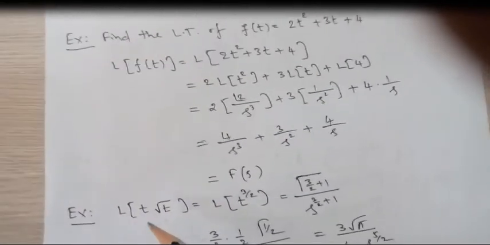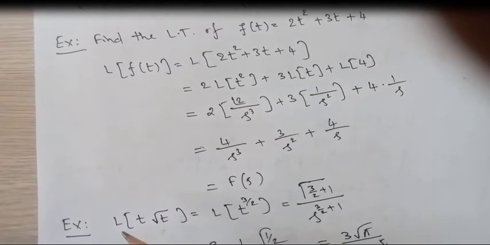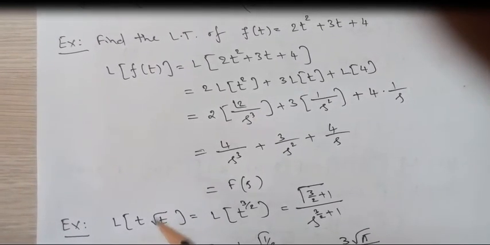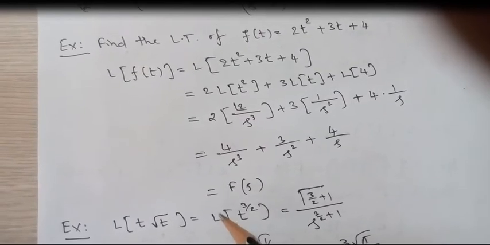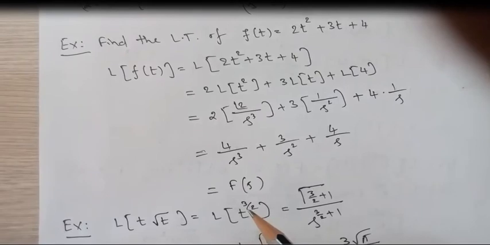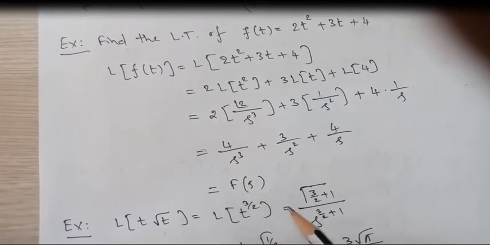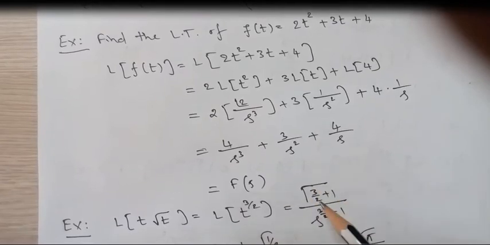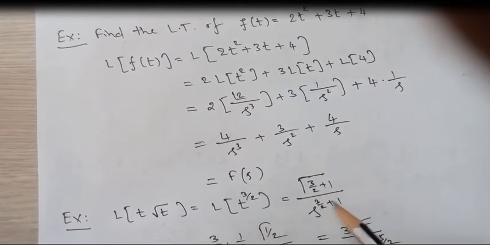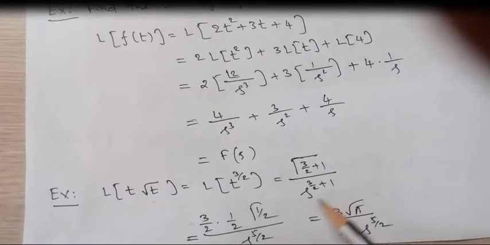Next function, I take t root t. Operating L on t root t, L on t root t is t raised to 3 by 2, and by the definition of Laplace transform of t raised to n is gamma of n plus 1, so 3 by 2 plus 1, gamma of 3 by 2 plus 1 divided by s raised to 3 by 2 plus 1.